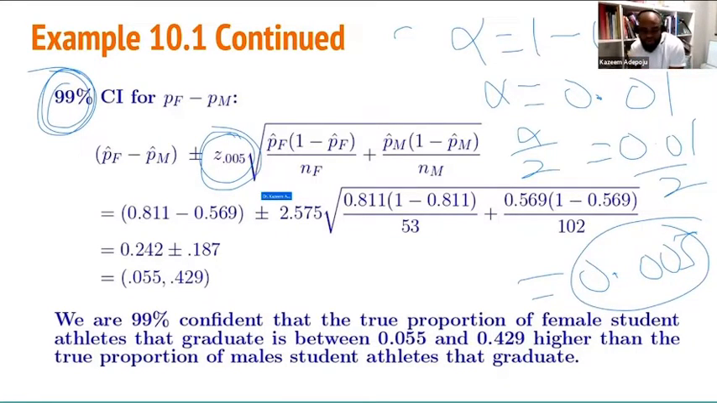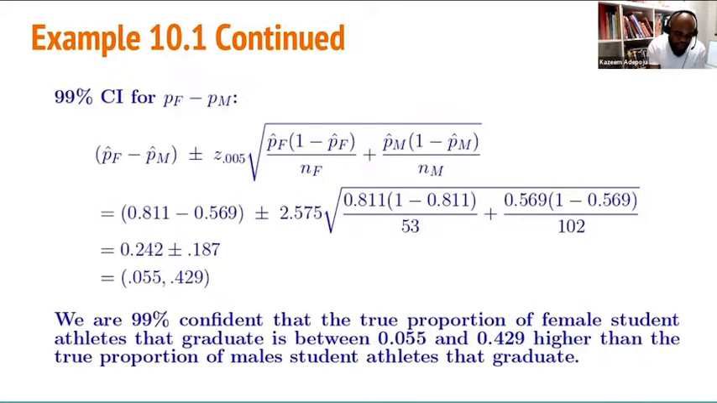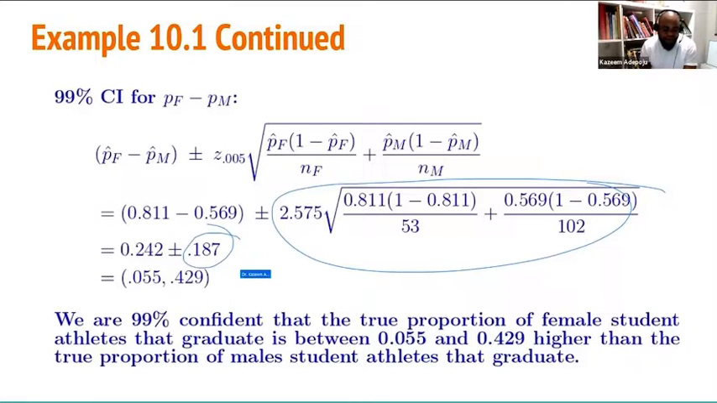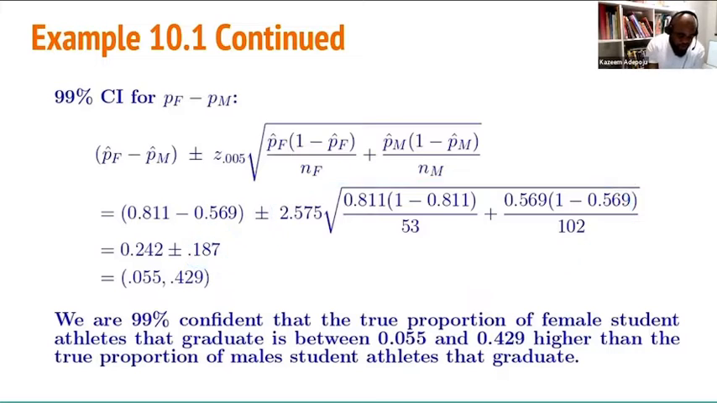If I'm going to go into the Z table now, I'm actually going to check the Z score that corresponds to 0.005. And that's going to give me 2.575. Okay. And at the end of the day, when I subtract from 0.242 and I add to 0.242, then this is what I got.